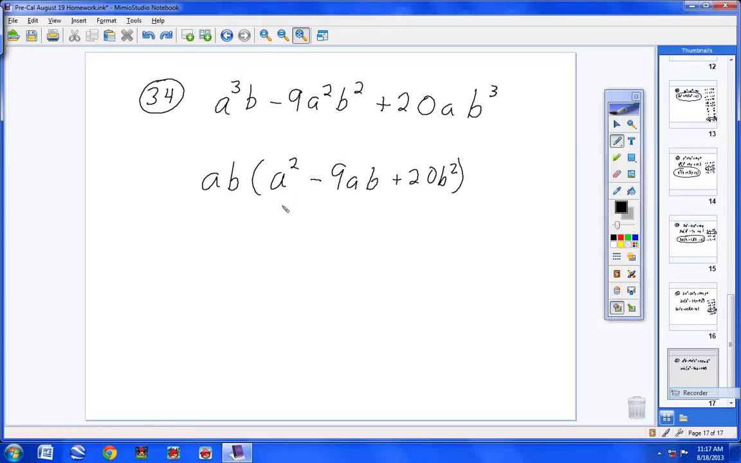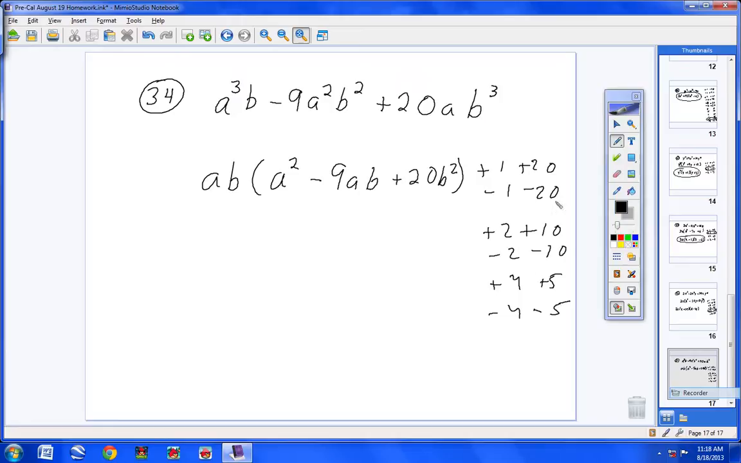Now I'm left over with a trinomial that has a lead coefficient of 1. So what I've taught you to do is to look at the last term and list out all the factors of that integer, or that coefficient, excuse me. 1 times 20, 2 times 10, 4 times 5. We do have a positive 20, so that'd be a positive times a positive, negative times a negative. We'll continue that sign sequence all the way through.